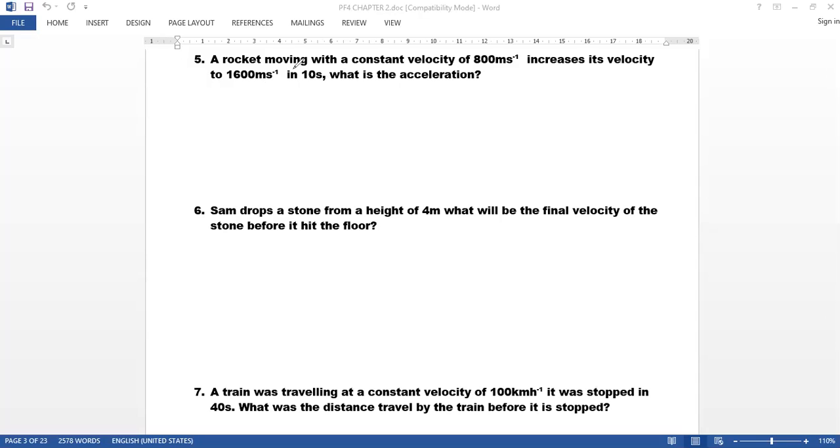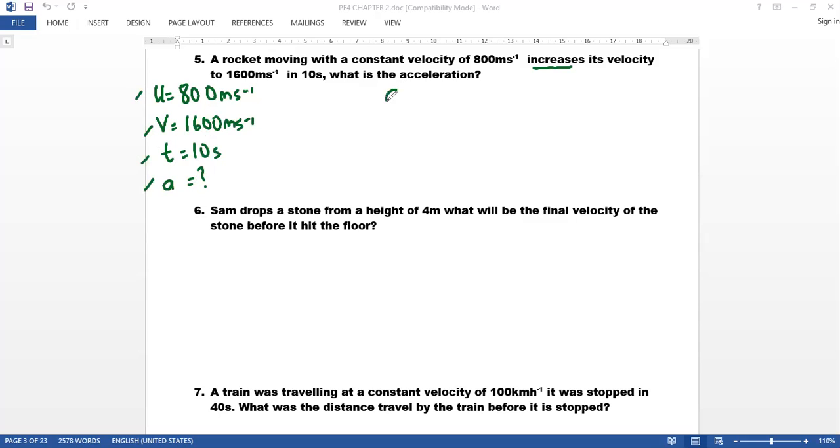Okay, a rocket moving with a constant velocity of 800 meter per second increases its velocity to 1,600 in 10 seconds. What is the acceleration? So initial velocity was 800, all right, and the final velocity is 1,600, and all this happened in 10 seconds. So we are looking for the acceleration. So it's a direct VATU.